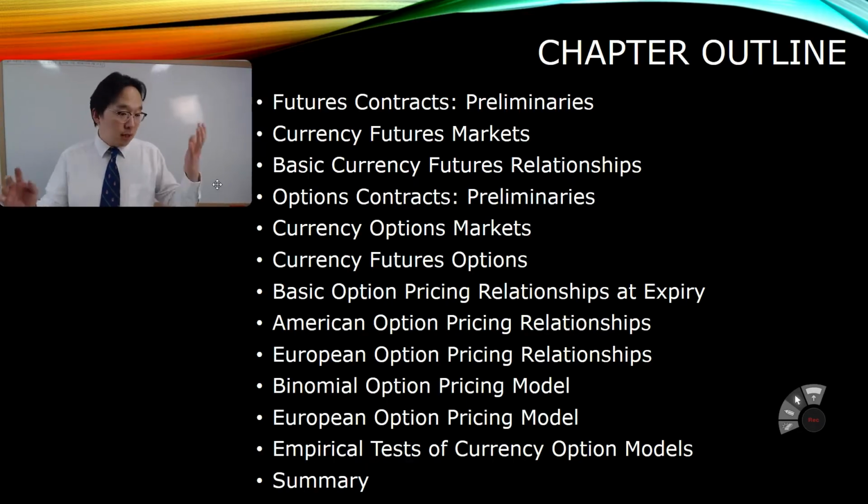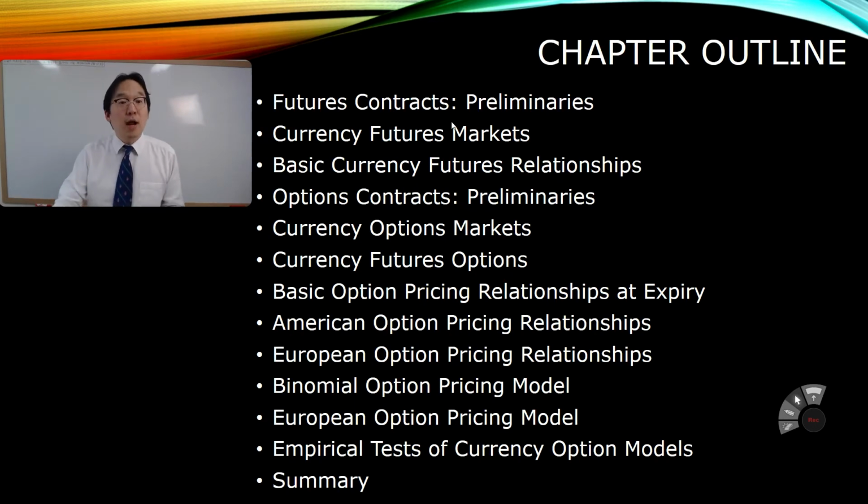So these are the things we're going to go through. Futures contract preliminaries and the currency futures market. These two, and then the basic currency futures relationships. We're going to talk about it in this video, and then move on to options contract preliminaries and the currency options market, currency futures options, and the basic option pricing relationships at expiry. Those are pretty much what we're going to talk about in the next video. American option pricing relations, European option pricing relations, binomial option pricing models, European option and empirical tests of currency option models, all these kinds of things in the following videos, right?